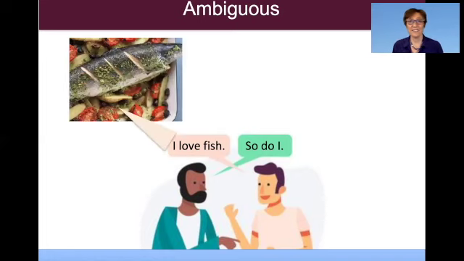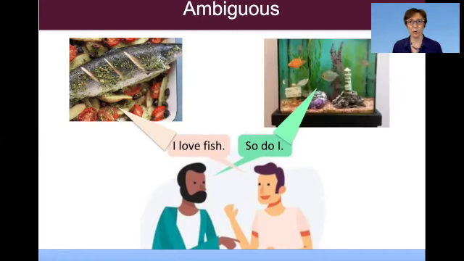When the first guy says, I love fish, he's talking about the meal that you can make with fish, a cooked fish, okay? The other guy is talking about his aquarium. You know, he loves having fish and taking care of them and looking at them. Totally different, yeah, but it's the same word. So that's what I mean by ambiguous. There can be different meanings for these words, and that makes it challenging.